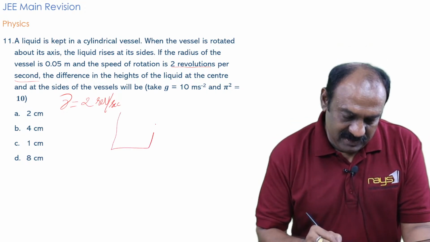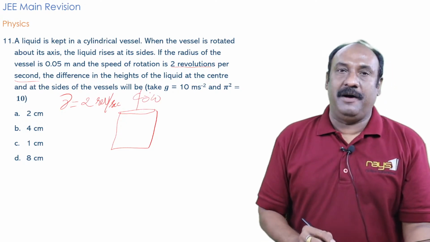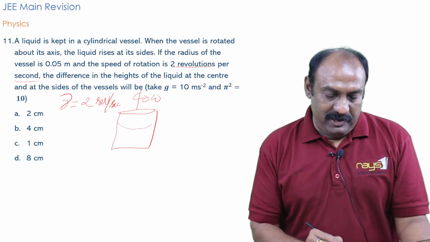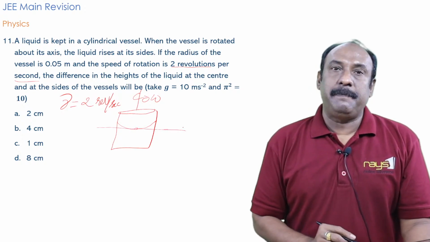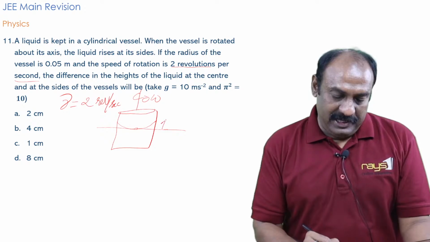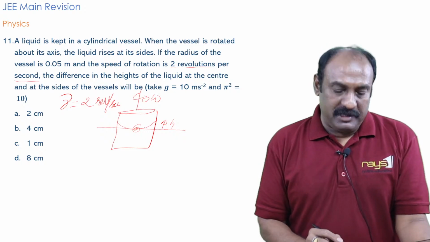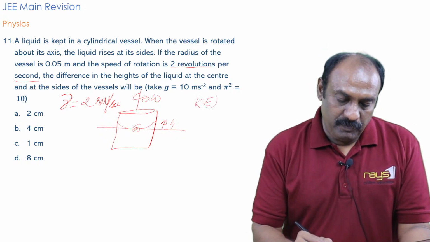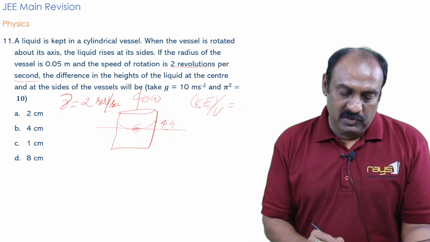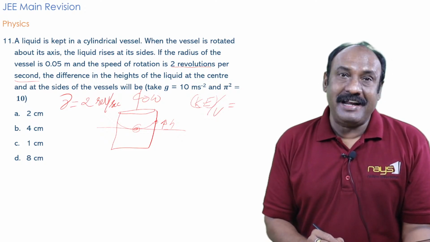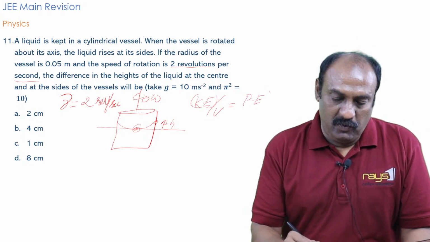For this vessel, when it is under rotation with constant angular velocity omega, all of you know that the liquid depresses at the center and rises along the edge of the vessel to a height h. So what is the kinetic energy per unit volume? The kinetic energy per unit volume of the liquid at the center of rotation is equal to the potential energy per unit volume when it rises to a height h along the walls of the rotating vessel.